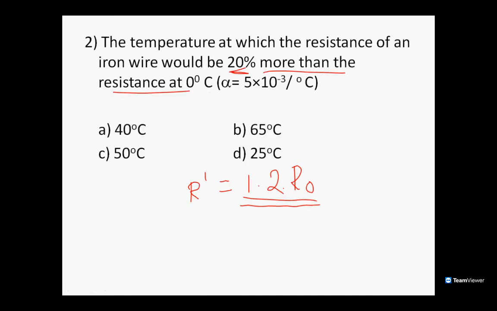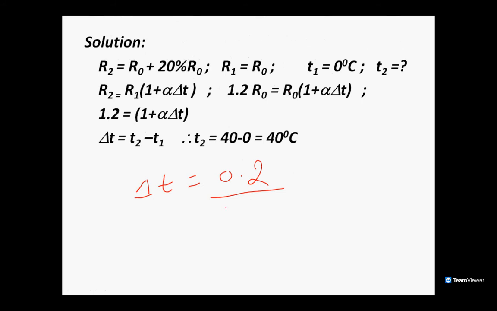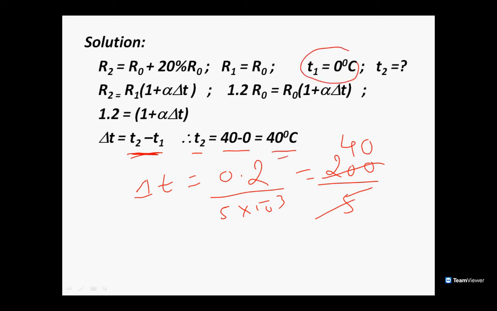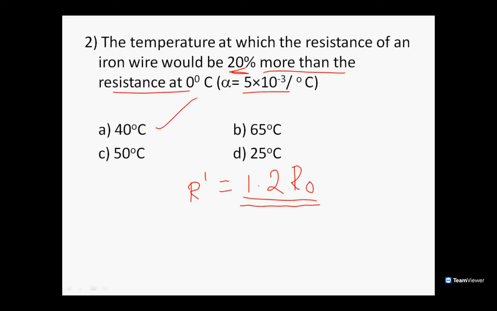What is the value of alpha given here? It is 5 into 10 to the power of minus 3. You transfer it above as plus 3, and altogether it becomes 200 divided by 5, which is 40. Delta T equals T2 minus T1. Then T2 equals 40 minus 0, because T1 equals 0. Then the temperature is 40 degrees Celsius. This is the right choice.